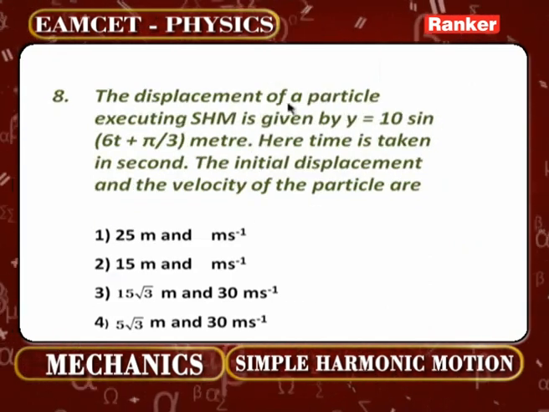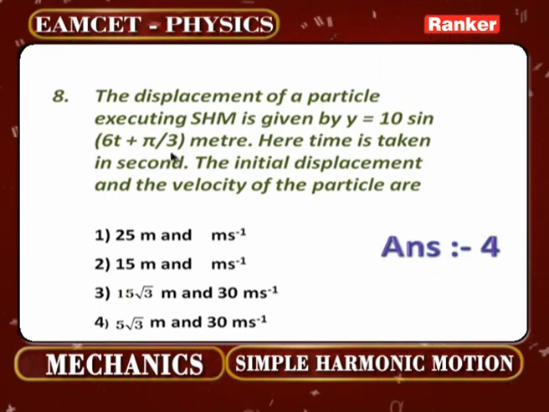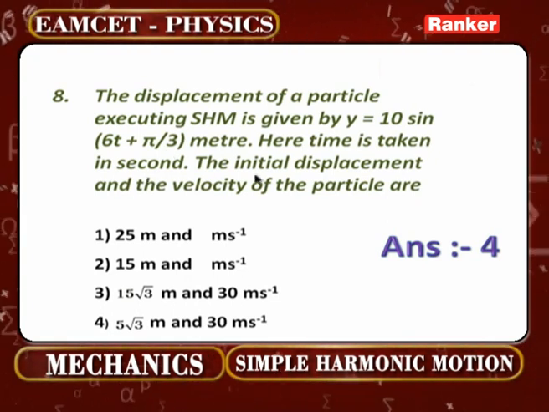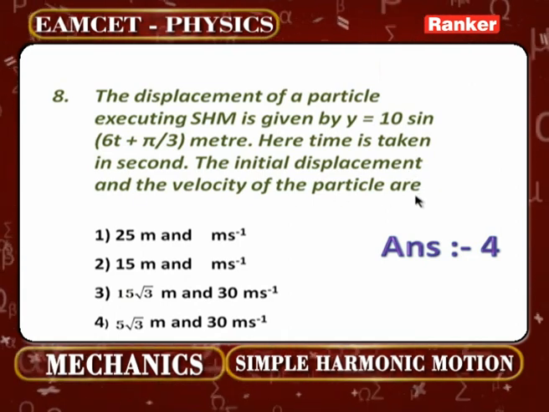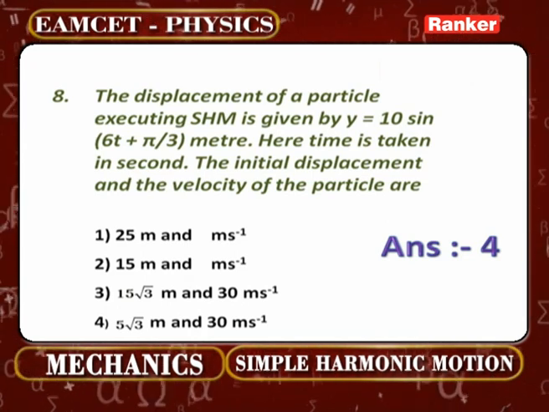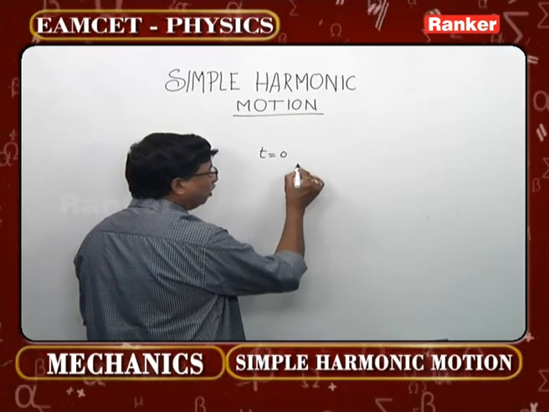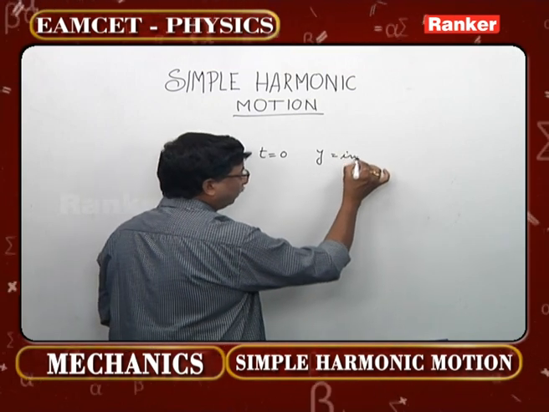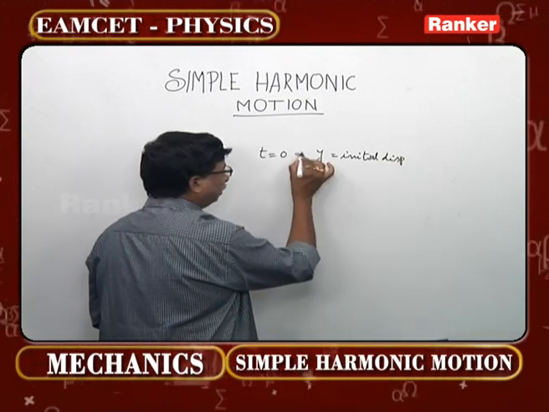Let us take the next number, problem number 8. The displacement of a particle executing SHM is given by y is equal to 10 sine (6t plus pi by 3) meter. Here time is taken in second. The initial displacement and the velocity of the particle are what? One thing we should understand is the wording here carefully. Initial displacement: when time is equal to 0, whatever value of y you get is called initial displacement. This is the concept.